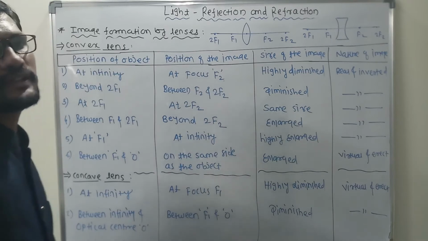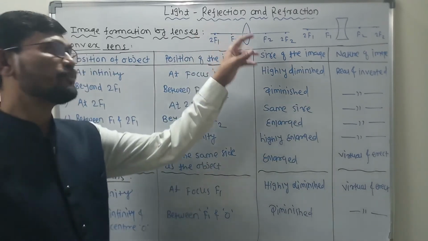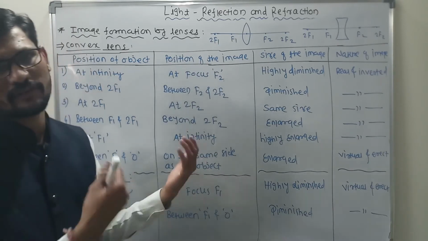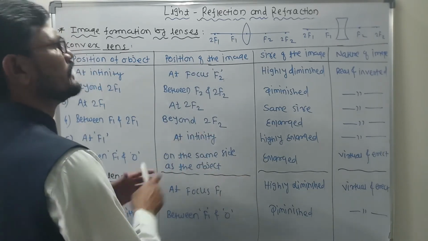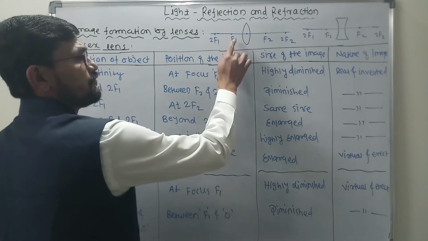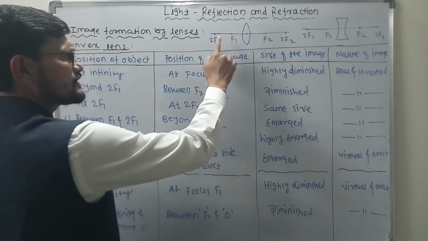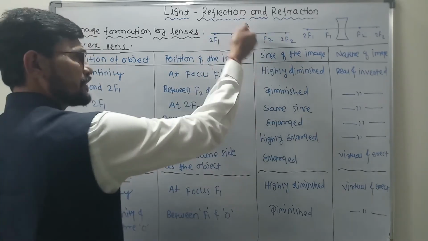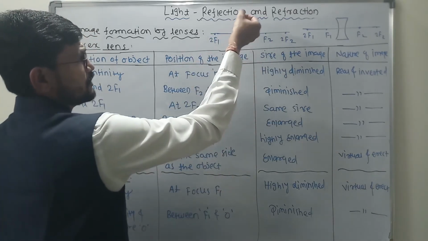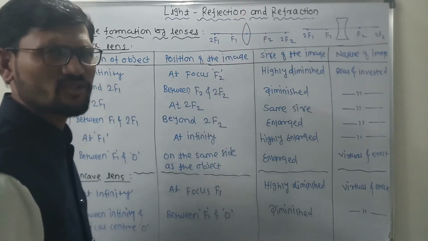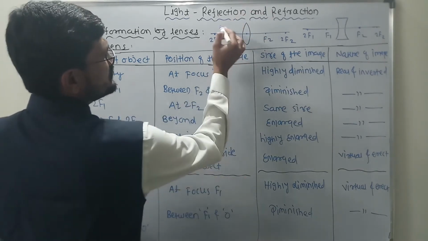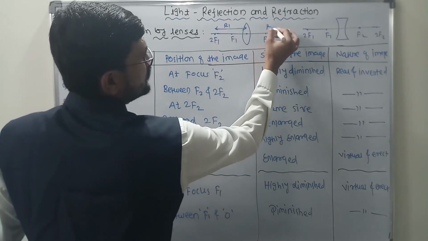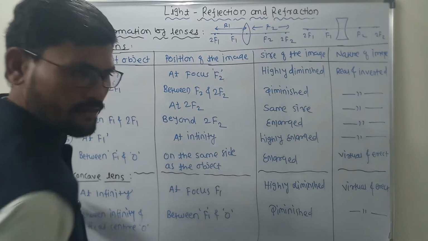Already I told you that among the important terms only the optical center will be different and the remaining are all the same, whatever definitions we have mentioned earlier: the focus, the center of curvature, again the principal axis, again the aperture, and the remaining concepts, the radius of curvature, focal length. This much of the distance is called the radius of curvature, clear? This is R1 and this one is R2, clear?